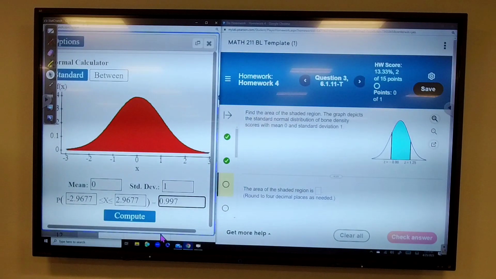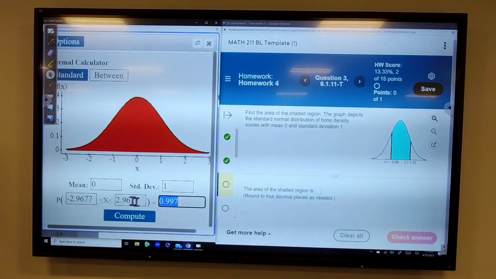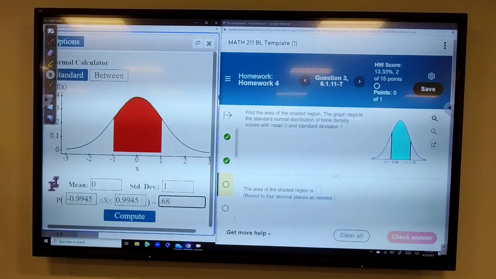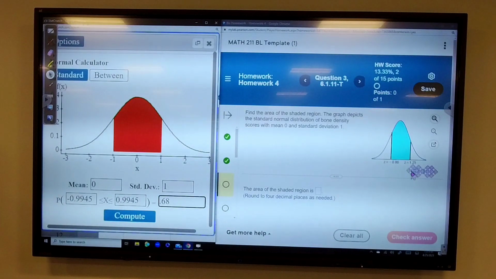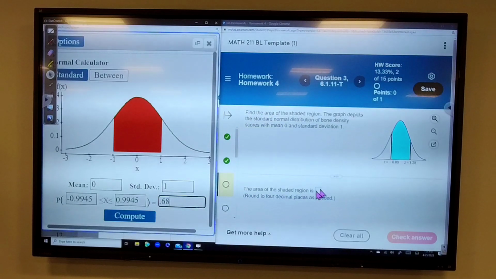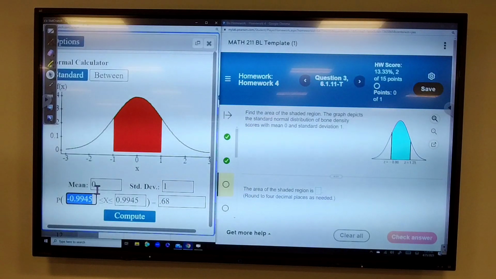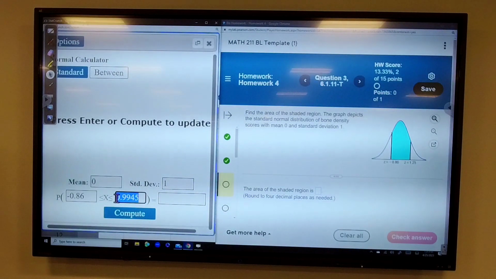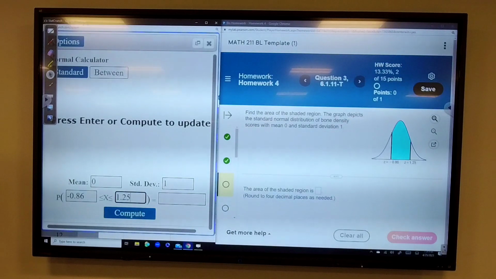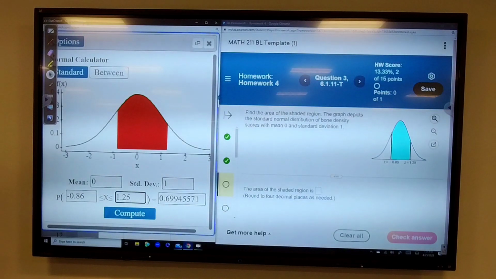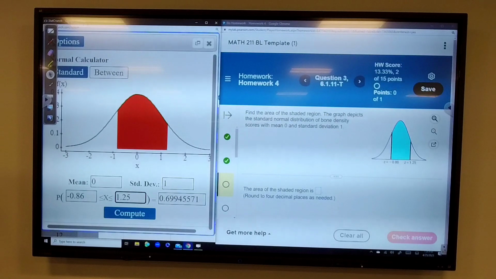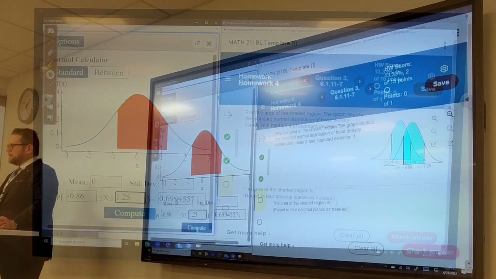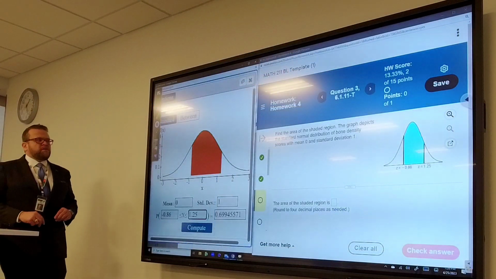And it doesn't just do symmetric intervals. It will do intervals like the one in this problem, where we are given a z-score of minus 0.86 up to the z-score of 1.25. Now I learned what this area is.